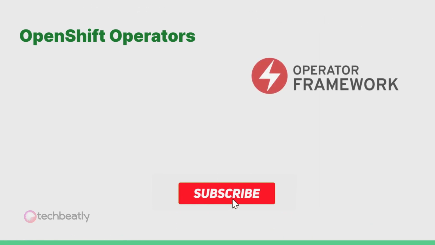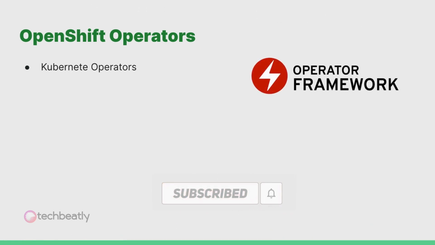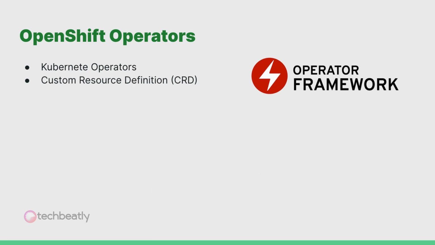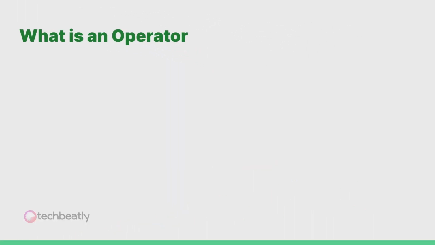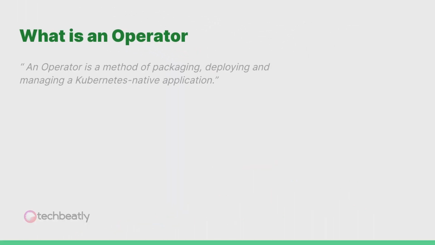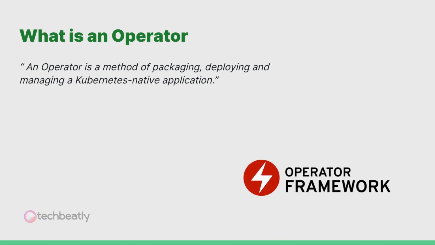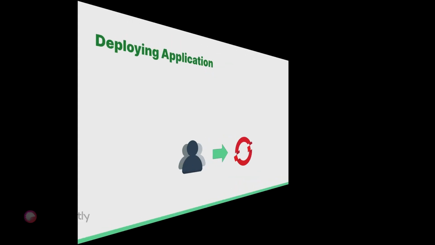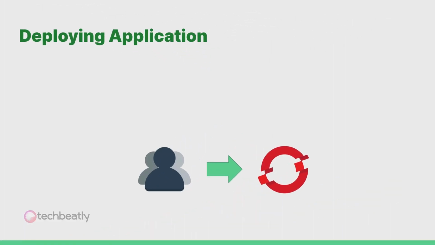In this video, you will learn about Kubernetes operators, custom resource definition or CRD, and how to use operators in OpenShift. Please check the OpenShift BootCamp playlist if you missed any of the videos. As per documentation, an operator is a method of packaging, deploying, and managing Kubernetes-native applications. Let us explore this in detail.